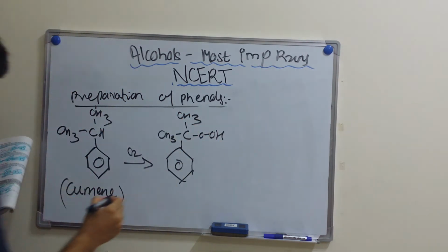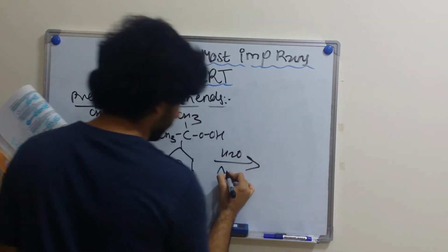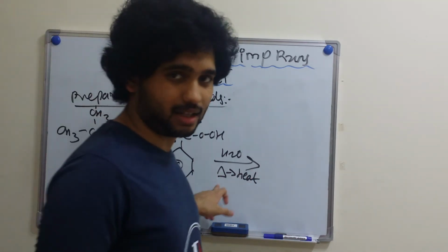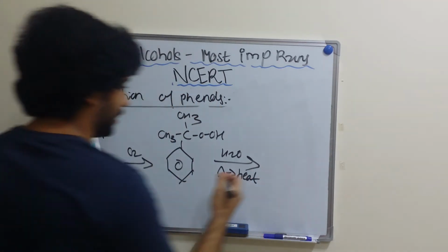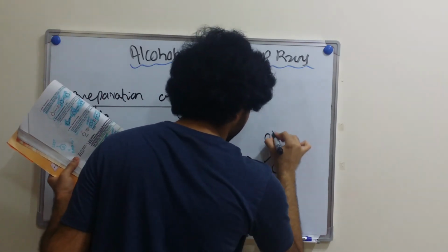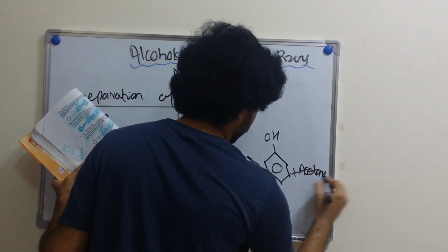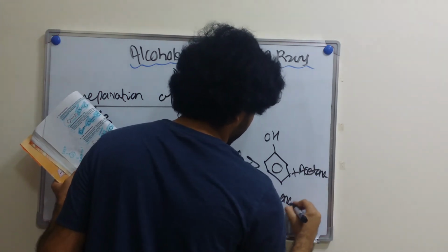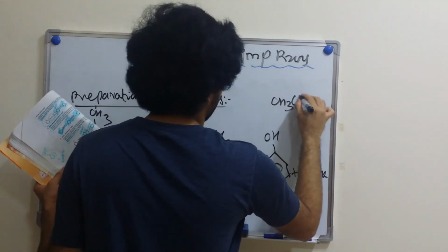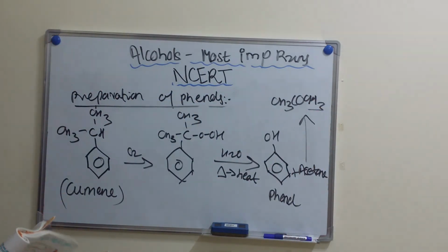You get this, and again when you add warm water, this means heat. This is the symbol which we use to represent heat in chemistry. You end up getting phenol plus acetone, and the chemical formula for acetone is CH3COCH3. So this is preparation of phenol.